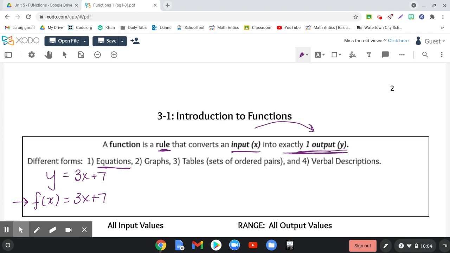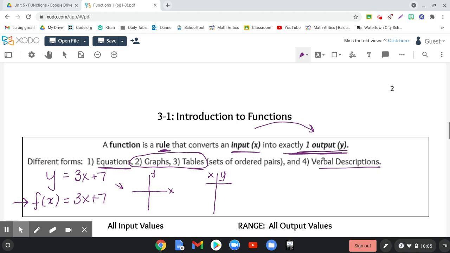You could represent it using a graph. So just remember, you have your x-axis, your horizontal axis, and your y-axis. You can take this equation and plot a bunch of points. You can represent it with a table. And honestly, the graphs and the tables are the two that are going to be used the most. All right, a table of values. Or it could be a verbal description. All right, so let's take a look at a couple examples.